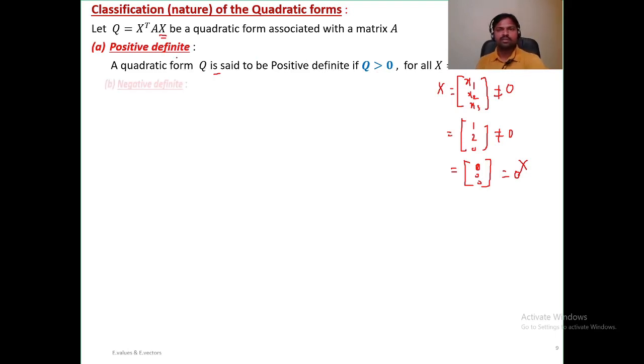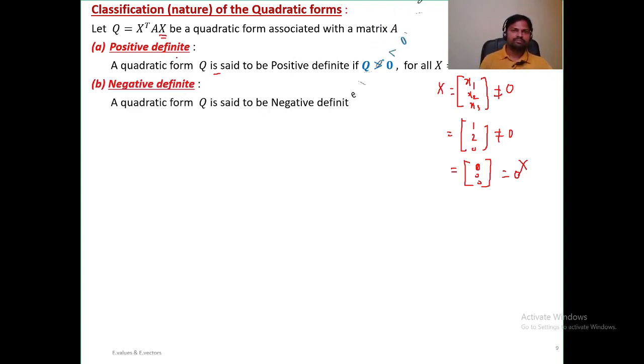Okay. Similarly, second one, negative definite. A quadratic form, let me make it clear. This is same only, x not equal to 0 belongs to R^n, so as not to confuse. A quadratic form Q is said to be negative definite if Q is less than 0, again for all x not equal to 0.